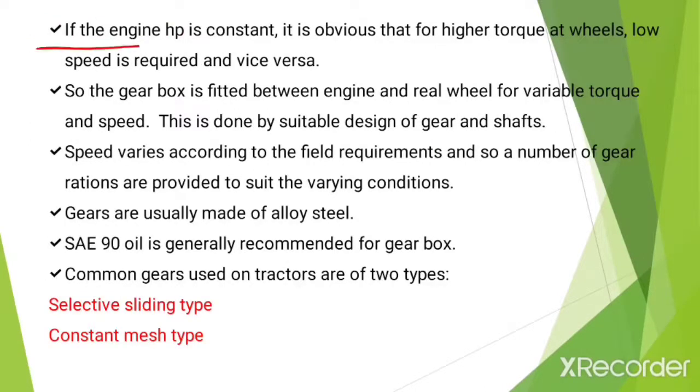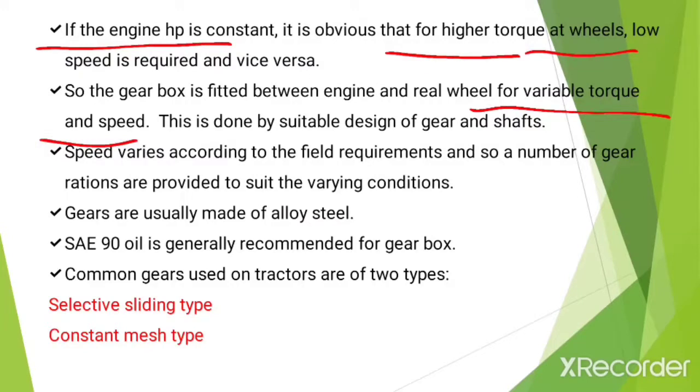If the engine HP is constant, it is obvious that for the higher torque at the wheels, low speed is required. It means the relationship between torque and speed is an indirect relationship. When higher torque is required, then there should be low speed. Or we can say that at low speed there will be higher torque. So the gearbox is fitted between the engine and rear wheel for variable torque and speeds.